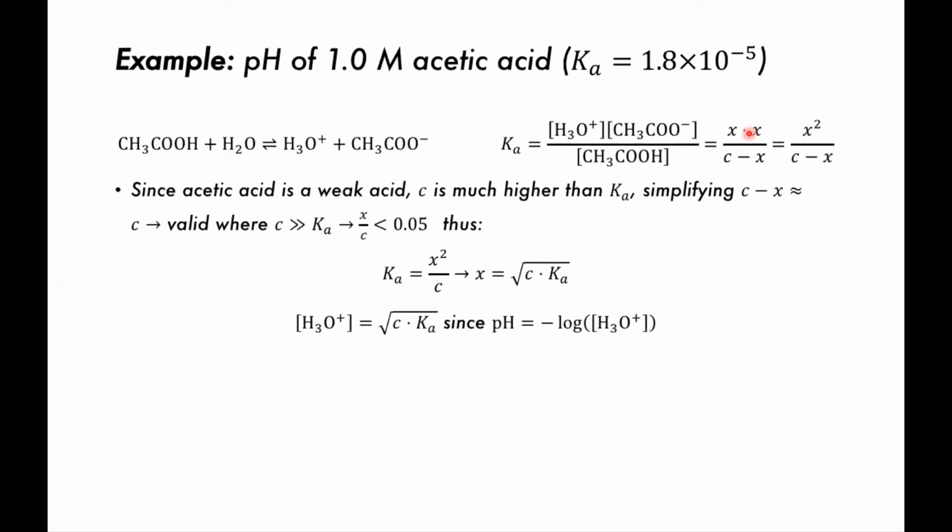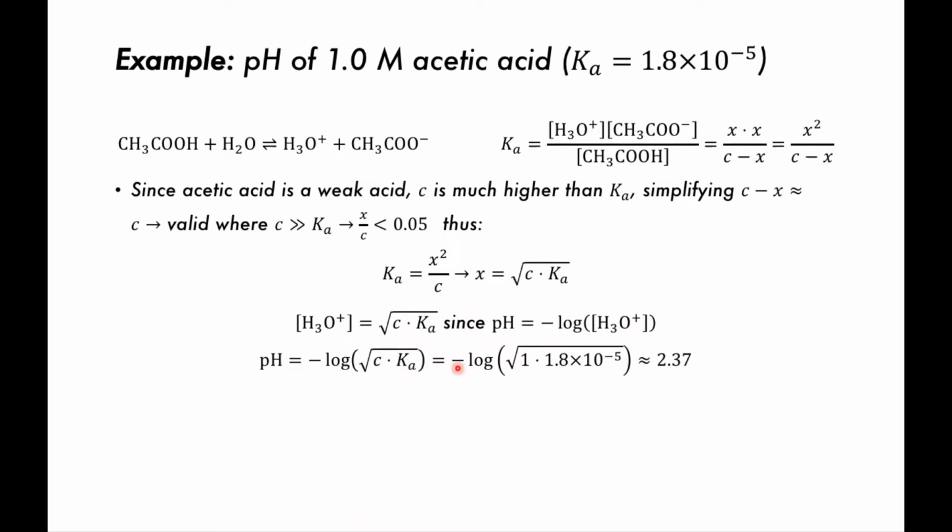So in this case, hydronium ion concentration is equal to the square root of C times Ka. Since pH is equal to minus log the hydronium concentration, we can find the pH by substituting in our hydronium ion expression. So we just substitute this into our pH equation, and we get pH is equal to minus the log of the square root of C times Ka. And so the pH of a weak acid solution is going to be based on the Ka and the initial concentration.